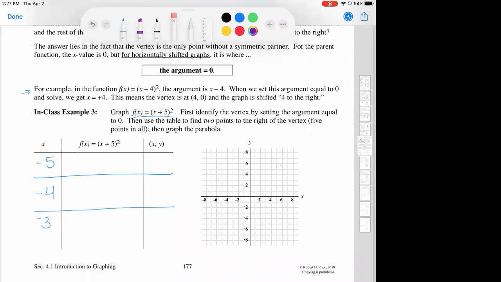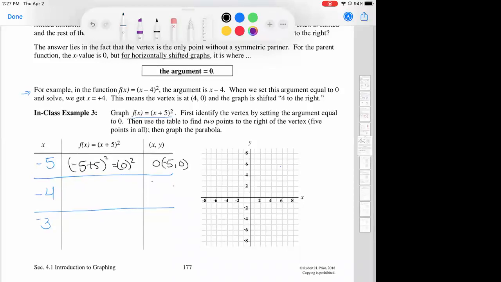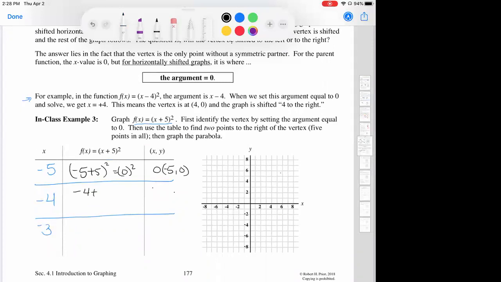All right, so let's see if you're on the right track. If we input -5, I have -5, comma 0. If I plug in -4, -4 plus 5 squared equals 1 squared, which is 1. So I have -4 comma 1. For -3, -3 plus 5 squared gives us 2 squared, which is 4. So I have the point -3 comma 4. So I have -5 comma 0, -4 comma 1, and -3 comma 4.